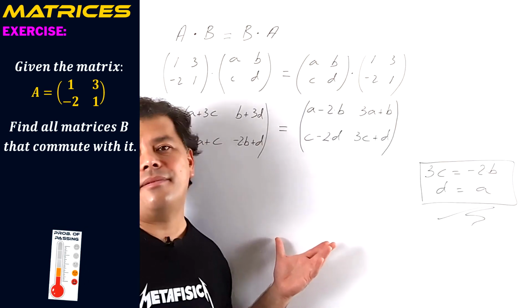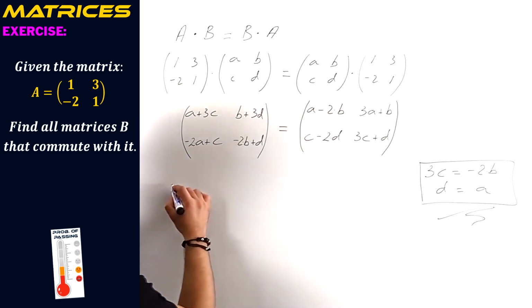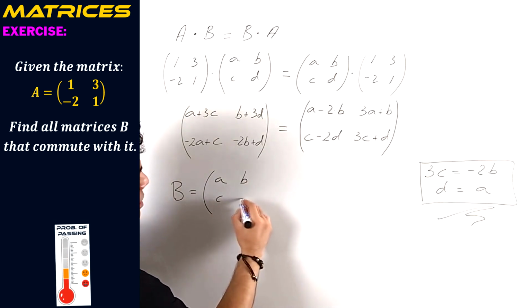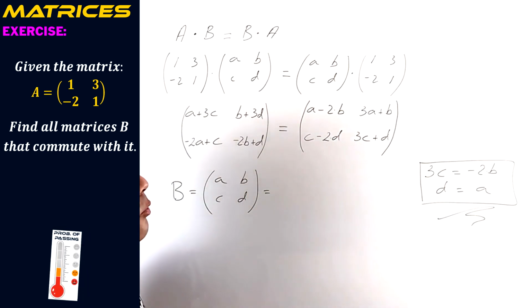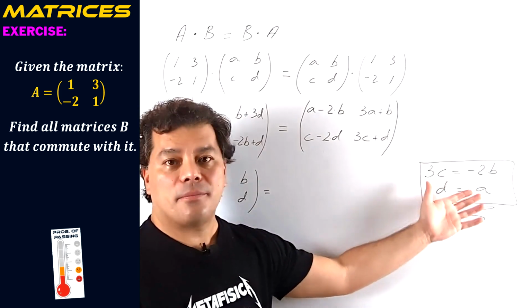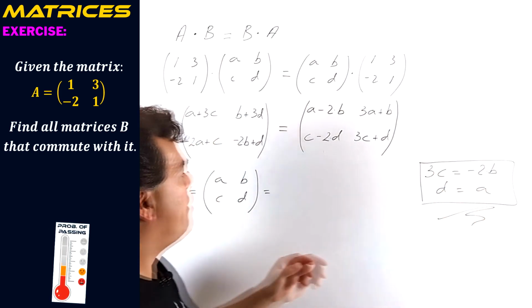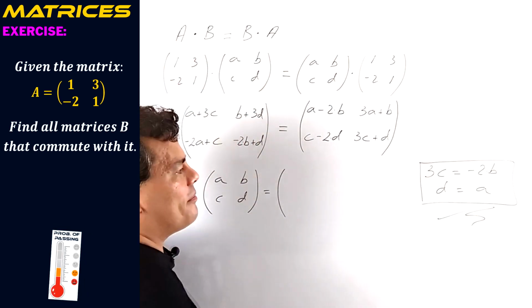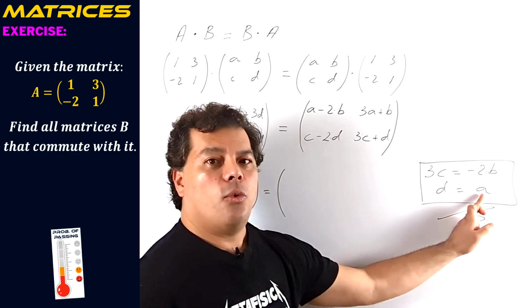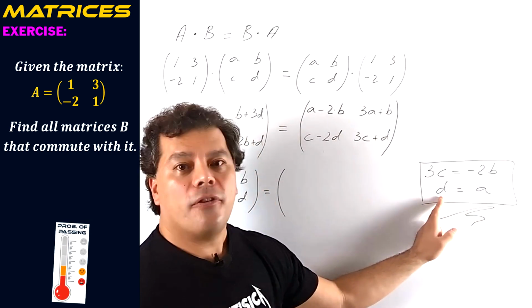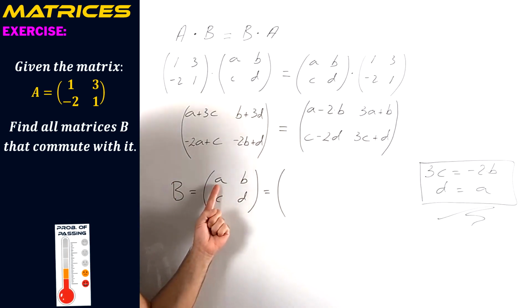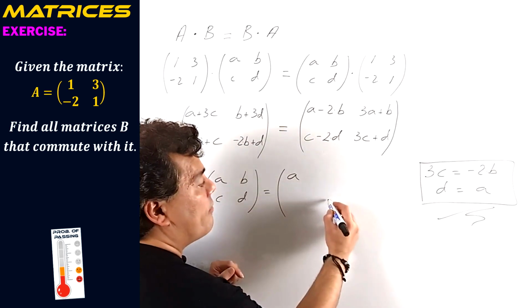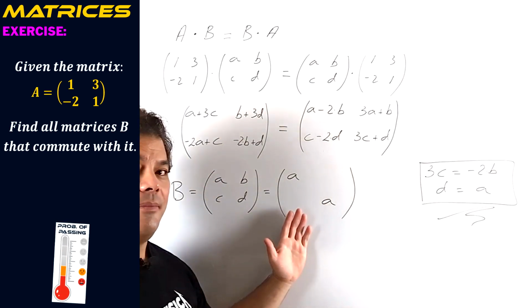And now it's time to present the solution. You know that matrix B is A, B, C, D. What are these expressions telling us that are necessary for matrix B to commute with matrix A? They are telling us that position 1 must be equal to the fourth position, that is, position 1,1 equals the position 2,2. Let's use the same variable for these positions.